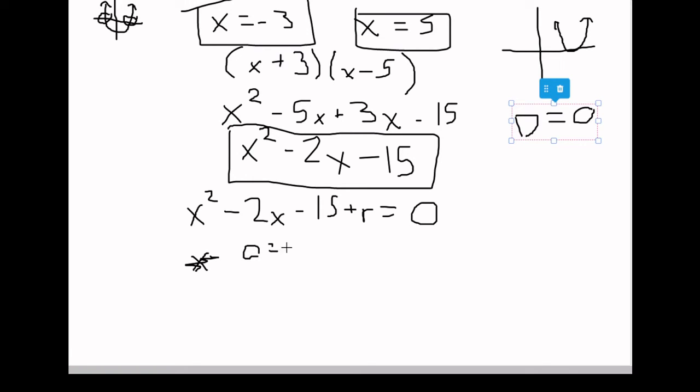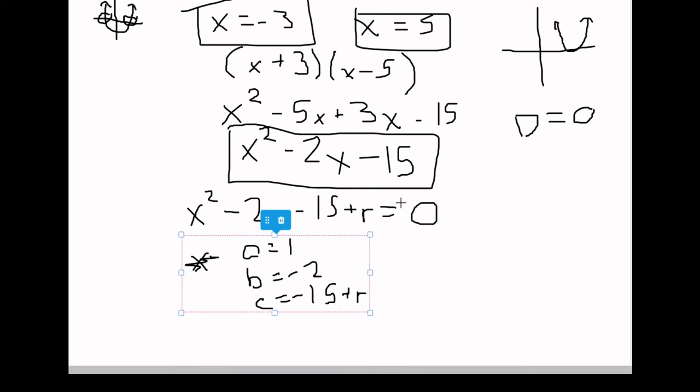We have our a as 1, our b as -2, and c as -15 plus r. Remember, we still have to attach that at the end, otherwise we just have numbers equal numbers. We don't really like that when we're trying to solve for something. So we're going to start with our b squared, which is our -2 squared, minus 4 times a times c, -15 plus r. So we'll start solving this now, and we know it's equal to 0, so we don't have to worry about anything else.